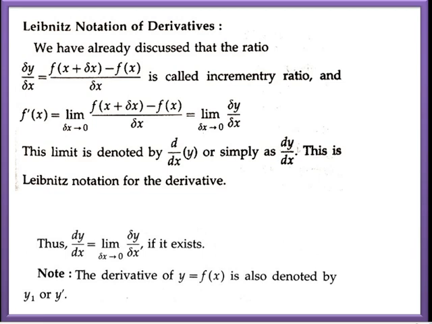Leibniz denoted the limit on the right hand side by dy/dx, that is d/dx of y. So this is called the Leibniz notation for the derivative. Thus, dy/dx is the limit of delta y upon delta x as delta x tends to 0, provided this limit exists. This means that the derivative of the function y equal to f of x can be denoted as f dash of x or dy/dx, or it can also be denoted as y1 or y dash.